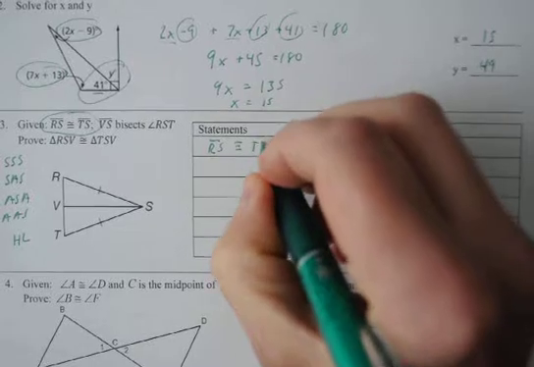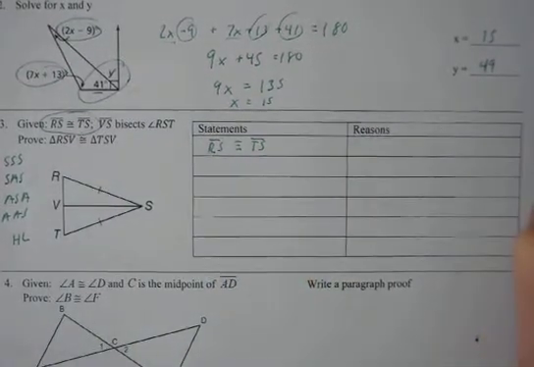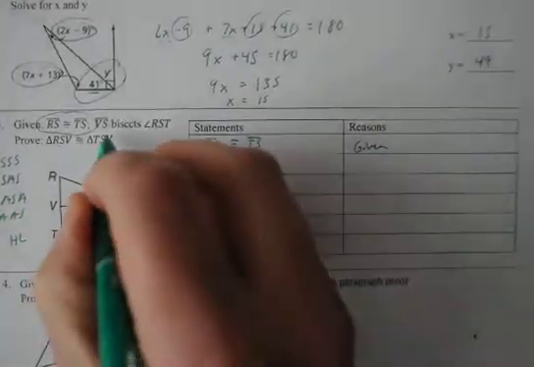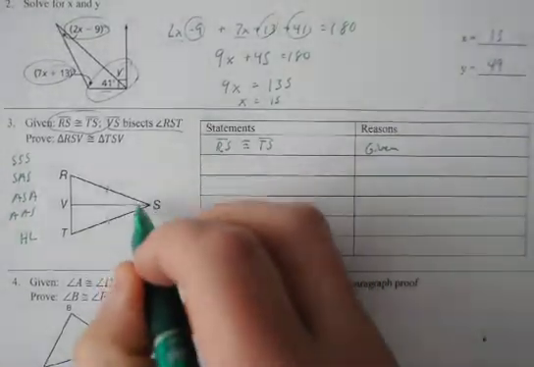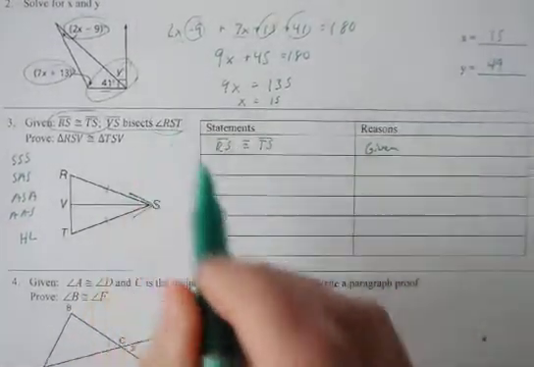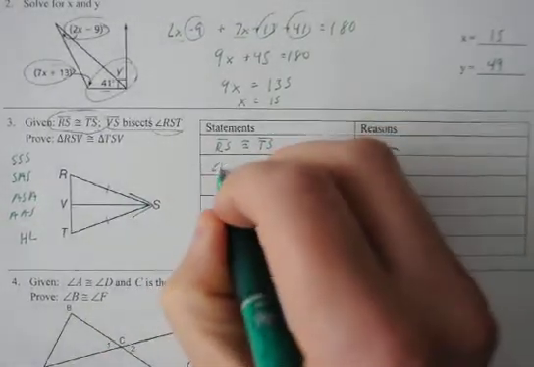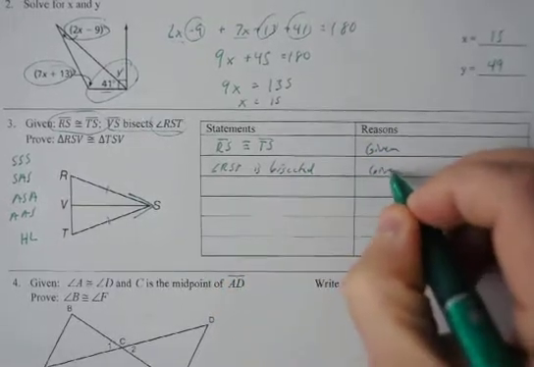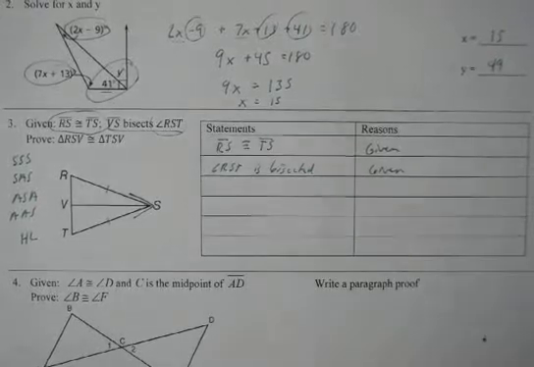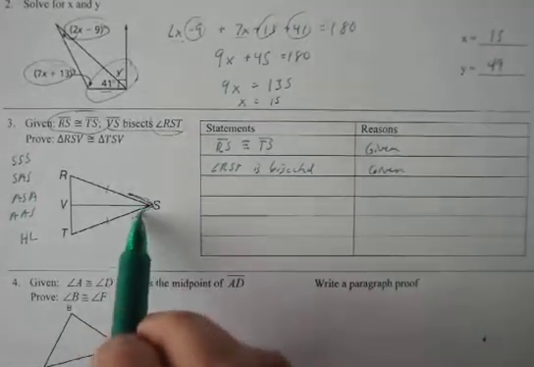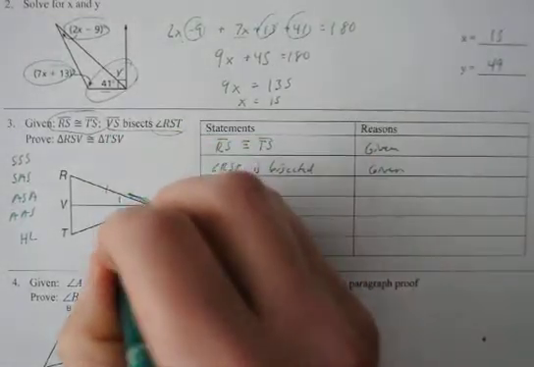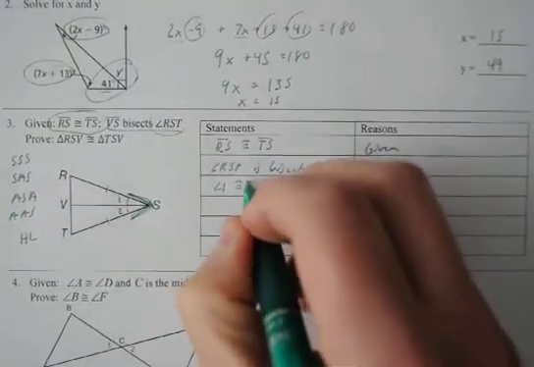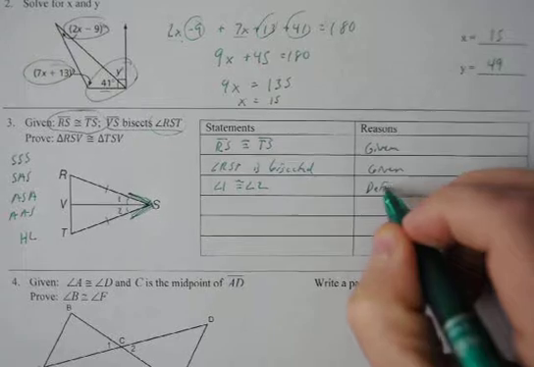RS is congruent to TS because it's given. Then we have the bisect word. That means that this angle right here, angle RST, is being bisected. I'm going to put that in there as given. Because this whole angle is bisected, that means that angle 1 is congruent to angle 2. That's what a bisector does.